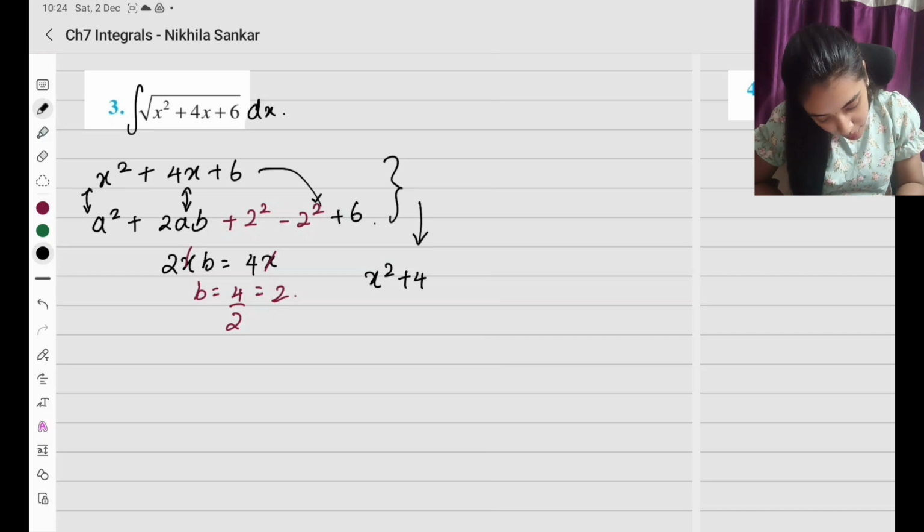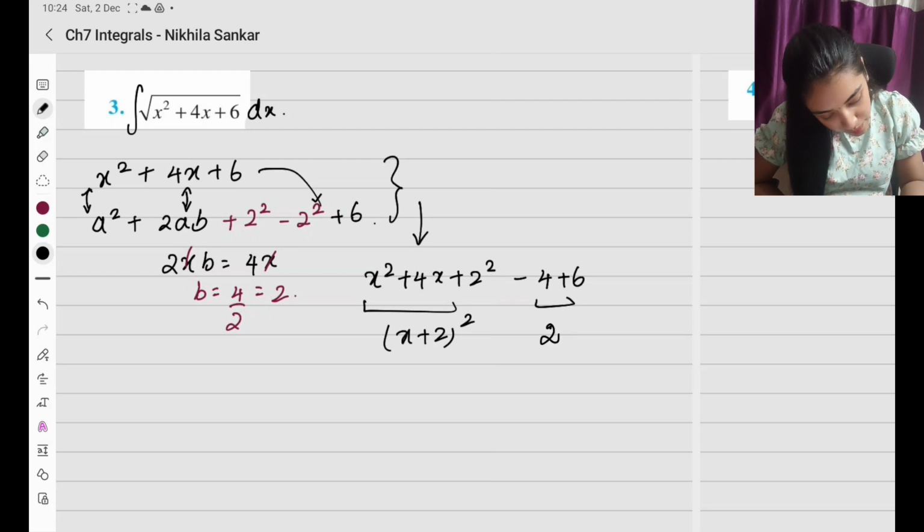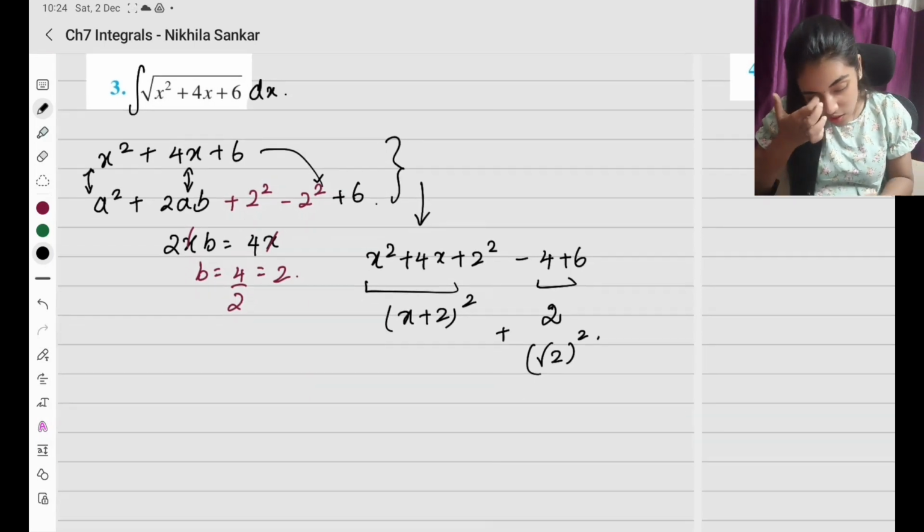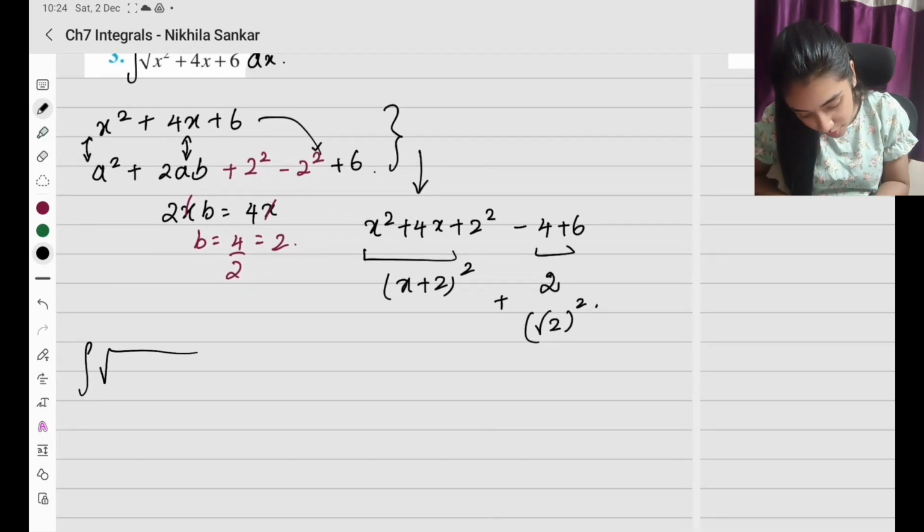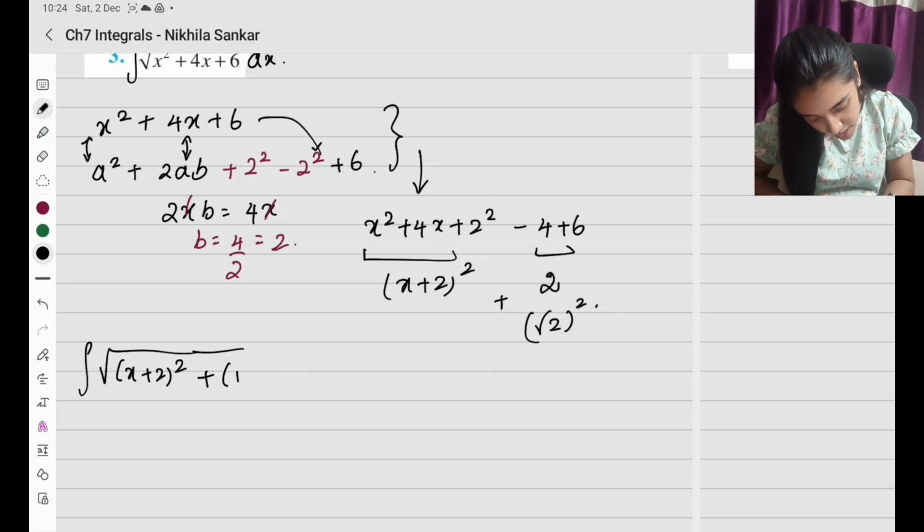So from these two, what do I get? x square plus 4x plus 2 square minus 2 square, which is 4 plus 6. So this becomes x plus 2 the whole square, and this becomes plus 2, which is going to be square root of 2 the whole square. So this I have a plus in between. So how does my question change? Integral of square root of x plus 2 the whole square plus square root of 2 the whole square times dx.